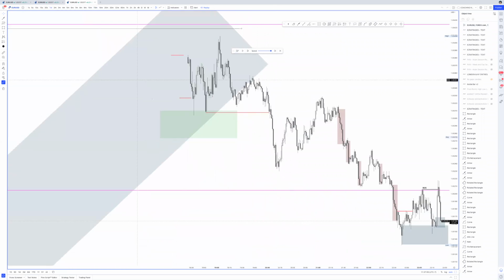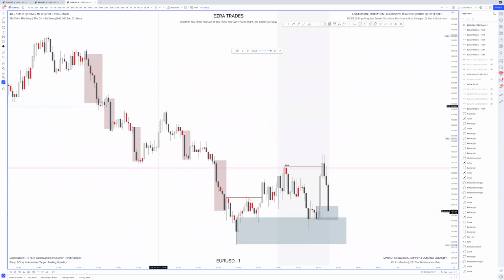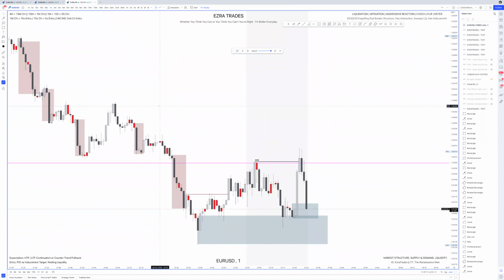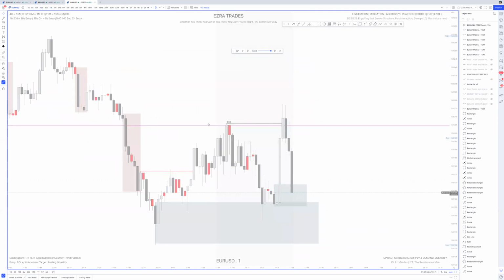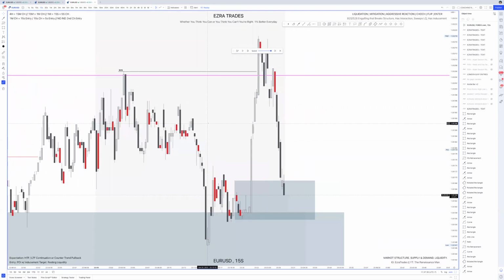Okay. So let me show you how I enter my trades. I have the same rules, right? 4-hour was bullish, 15 minutes bullish, 1 minute broke structure bullish, and it did so very impulsively, right? So once I have a 1 minute change of character or a break of structure like this in alignment, what I do is I look for a 15-second change of character, okay?